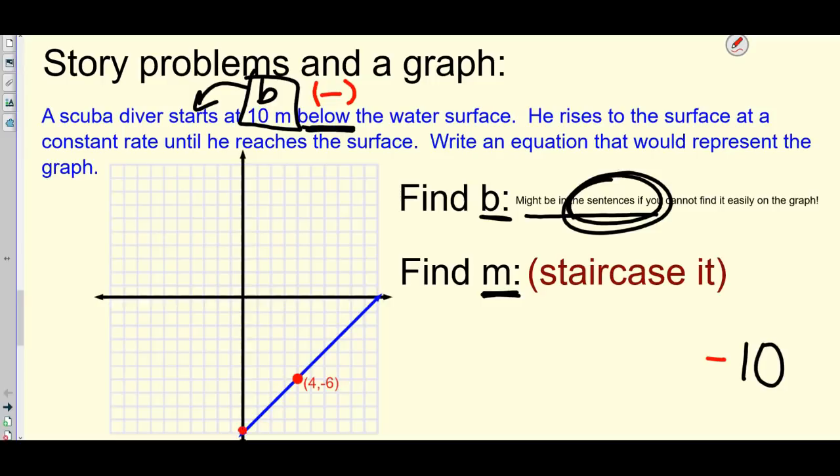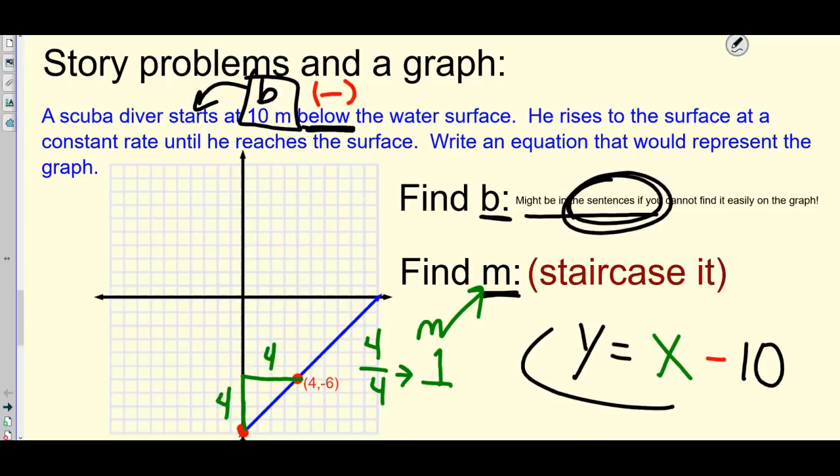Well, I can use this, which is my b, the y-intercept, and now I can staircase this and go 1, 2, 3, 4, 1, 2, 3, 4. So I go up 4, I go up 4. The line is positive, so I know my slope is positive. This comes out to be 4 over 4, which gives you 1. This is your m. So now I can finish my problem by saying it's 1, which is just going to be x. And there's my equation for the graph.